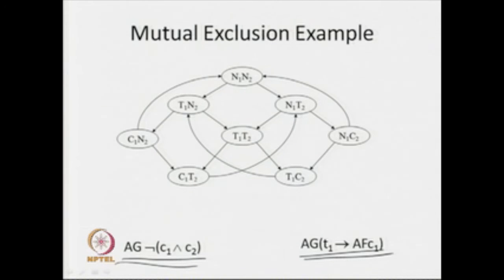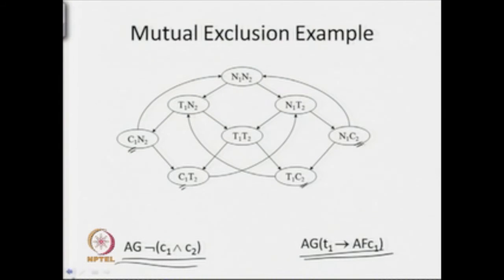Now, we have to check that these two properties hold in this particular system. First, I am going to look at AG not of C1 and C2. We have 8 possible states, and in all of them C1 and C2 are not both true. In these four states neither C1 nor C2 is true, in this case C1 is true but C2 is false, and in this case C2 is true but C1 is false. So, AG not of C1 and C2 is true in this system.